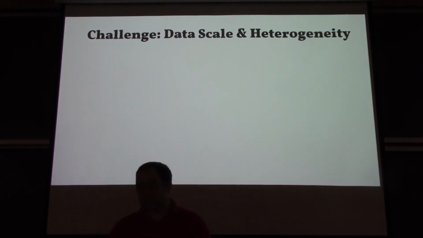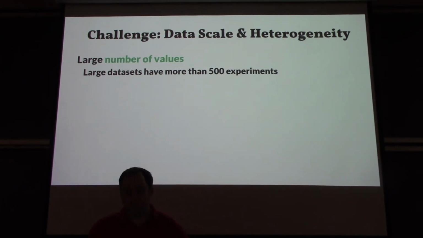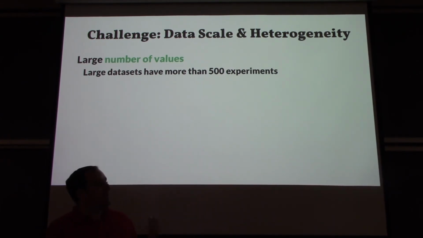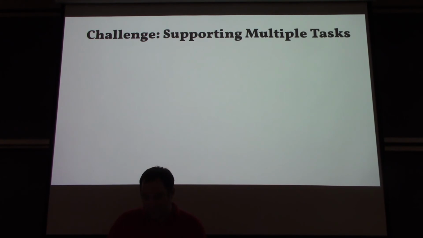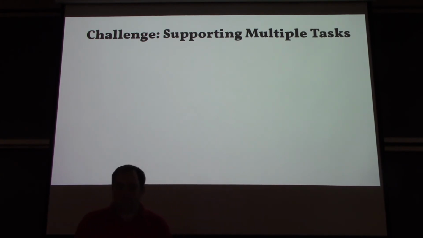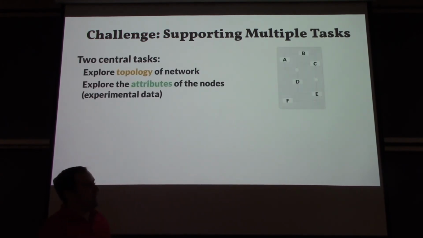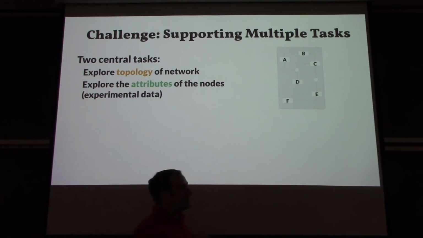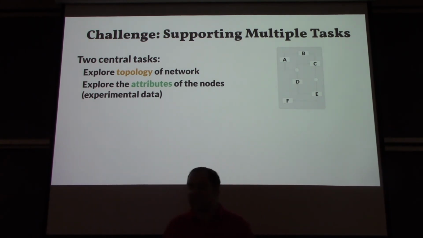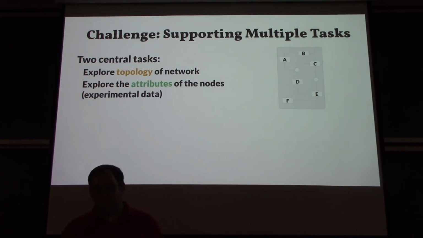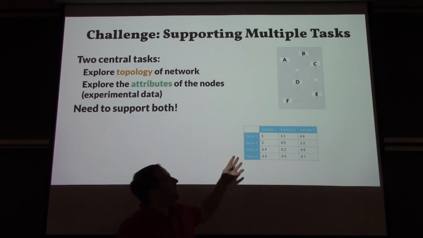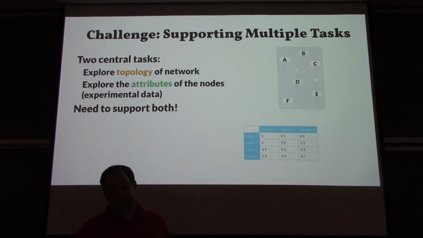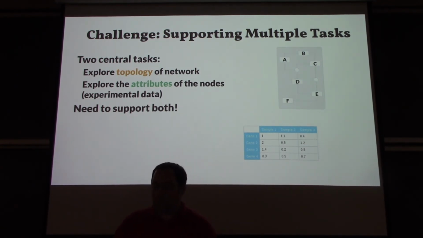One of the challenges that we have to deal with is data scale and heterogeneity. For example, in biological experiments, it's common to have data sets with more than 500 experiments for multiple groups and conditions for different types of data. And we need to support multiple tasks. We have the exploration of the topology of the networks, and then we also want to explore the attributes of the nodes. So we have a table about individual nodes, and then we have the network that shows us the relationships. How can we do both?